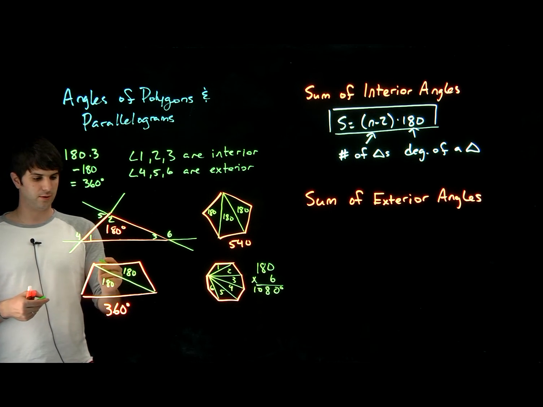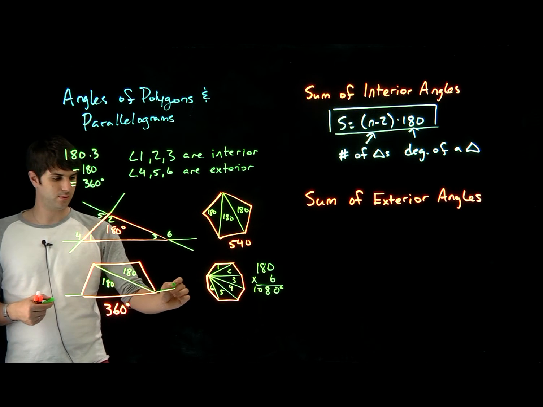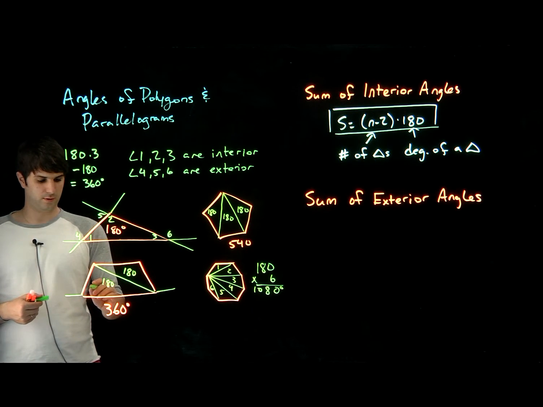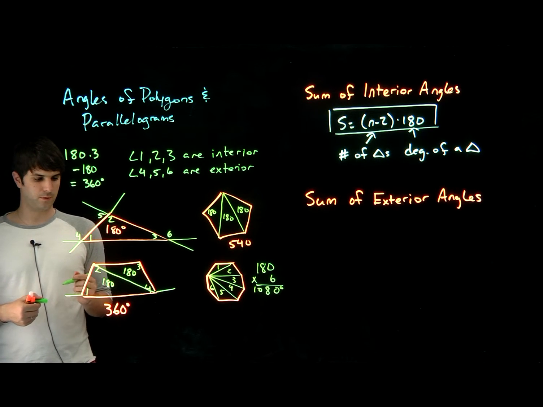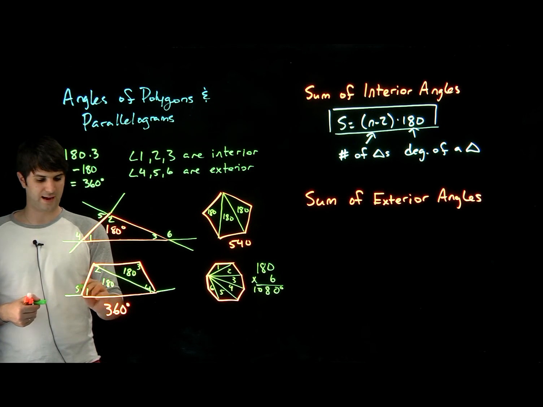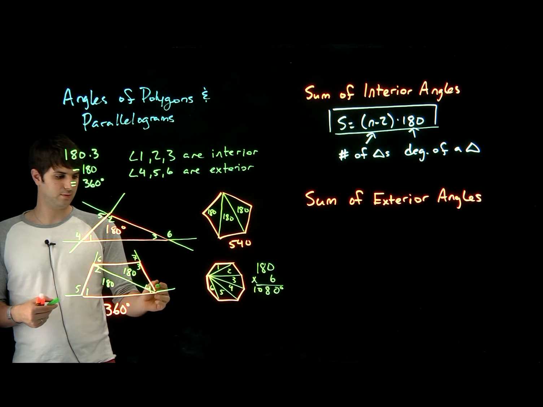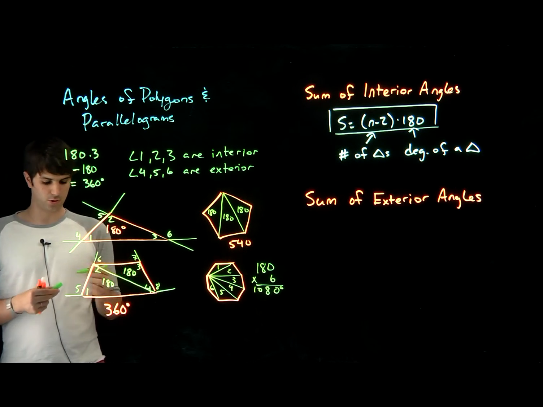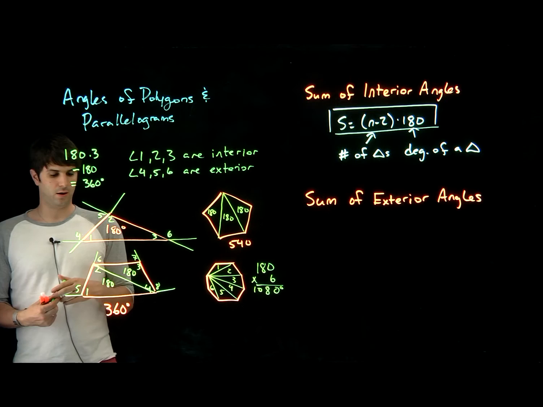Okay, if we do the same thing, let's see if there's a pattern or if anything changes here. If we do the same thing here, let's make our interior and exterior angles. So if we have angles 1, 2, 3, and 4, then 5, 6, 7, and 8 are going to be, again, interior, exterior. So 1, 2, 3, and 4 are interior, 5, 6, 7, 8 are exterior.